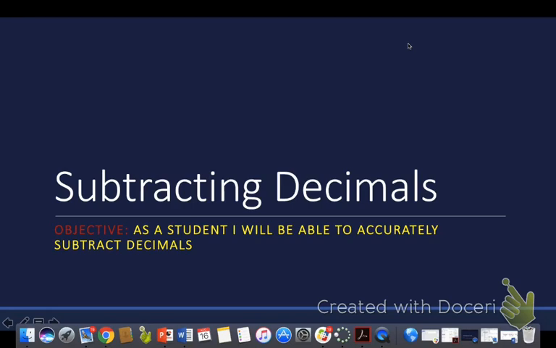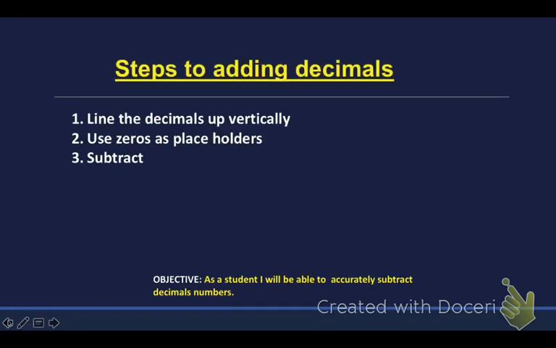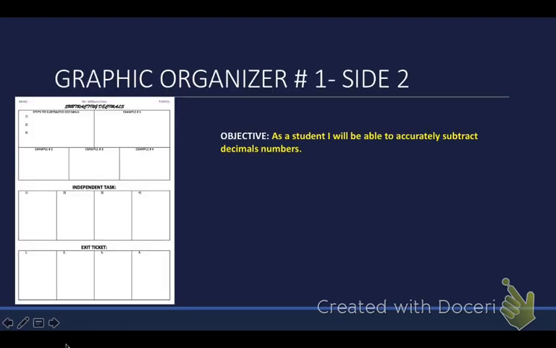If the computer works, which it might. There we go. First of all, you need graphic organizer number 1, side 2. Remember, you did adding decimals on the other side. This is the back side. Remember, your goal is that you should be able to accurately subtract decimal numbers. You need side 2. Make sure you complete this whole graphic organizer.